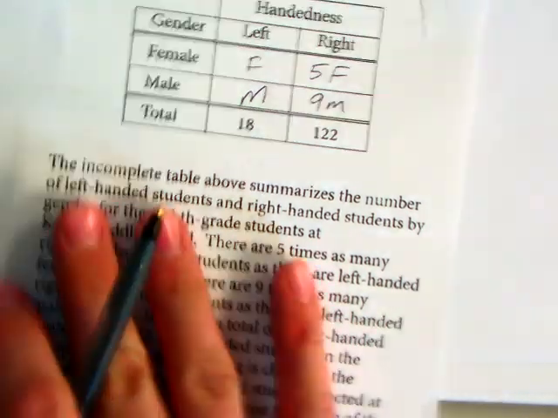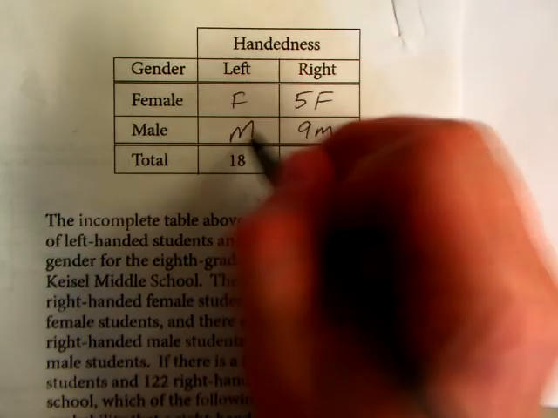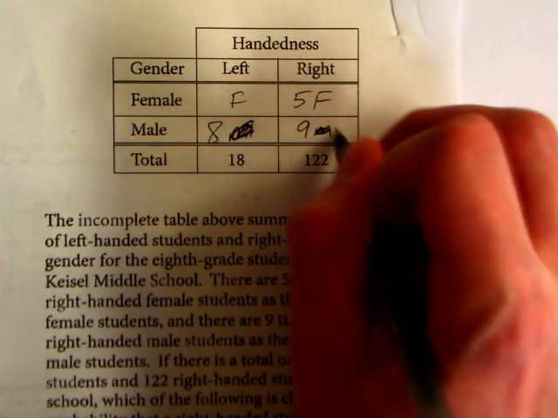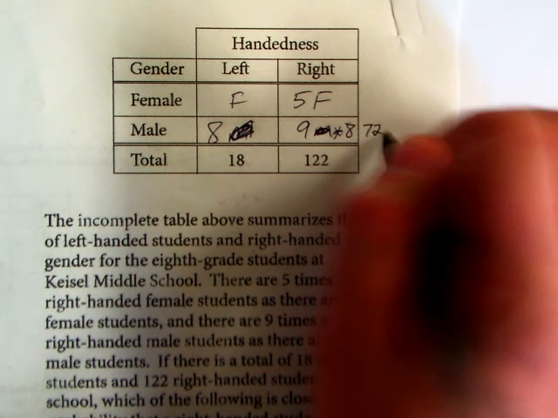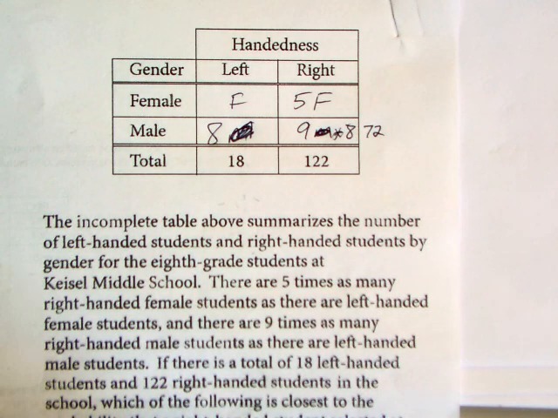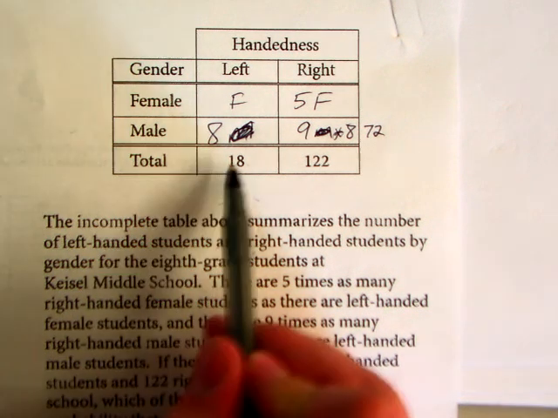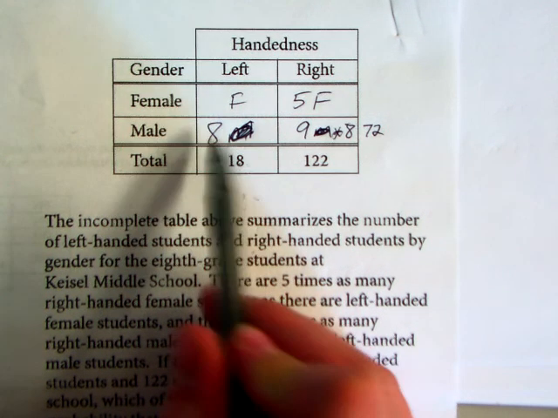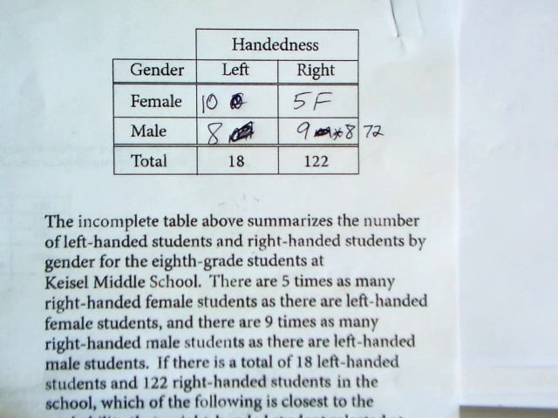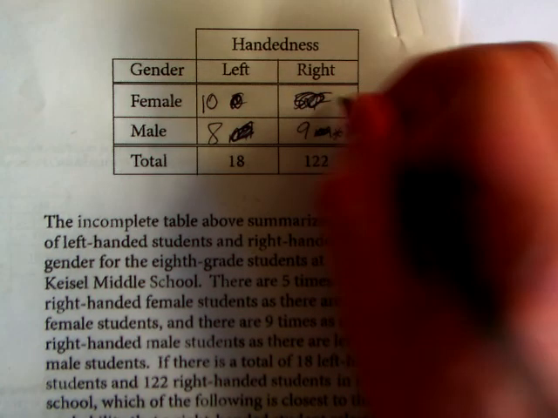If M was equal to 8, so we'll replace M with 8, 9 times 8, which is 72, then we can figure out how many females were both left and right-handed. So out of the total 18 left-handed students, 8 were male, 10 must have been female. And if F is equal to 10, then we multiply this and we get 50.